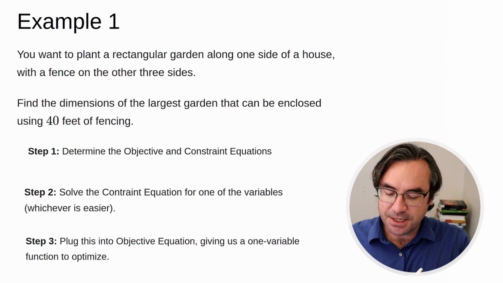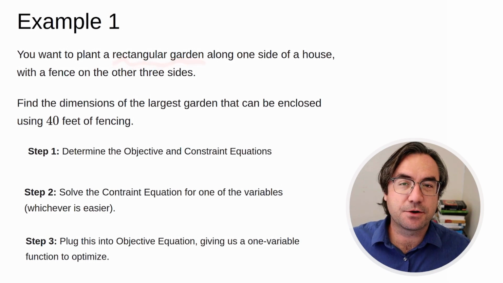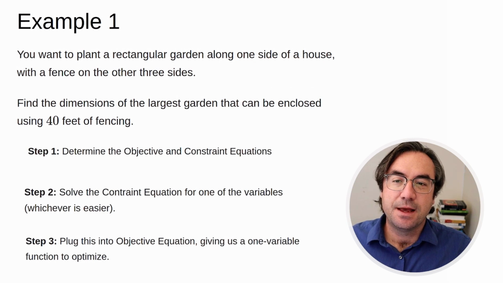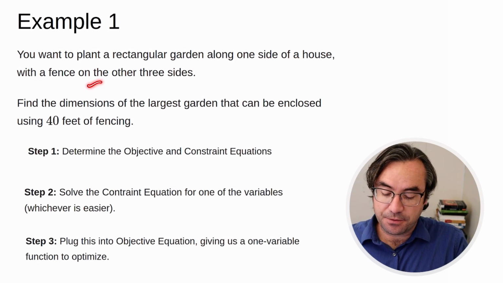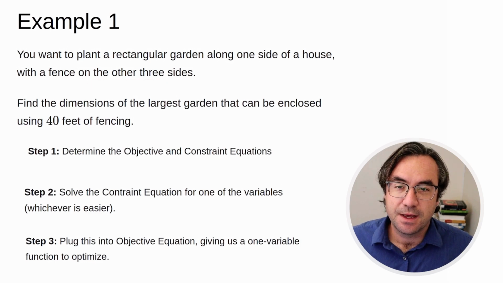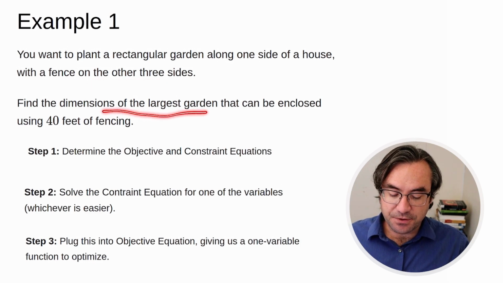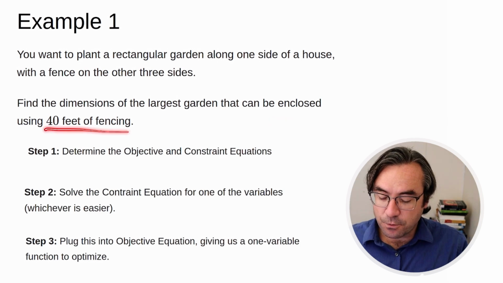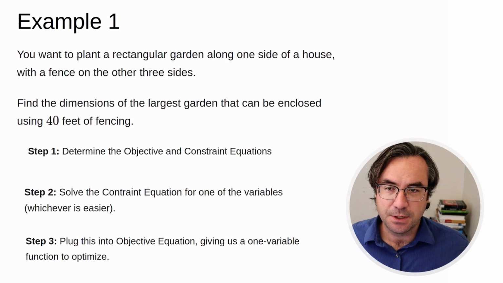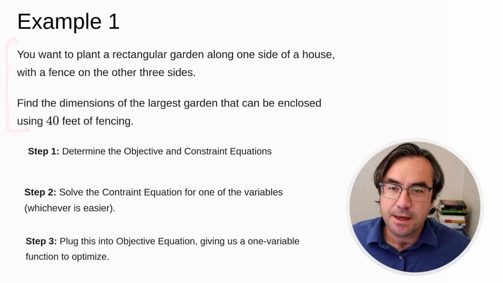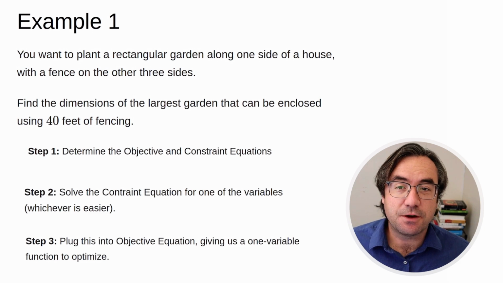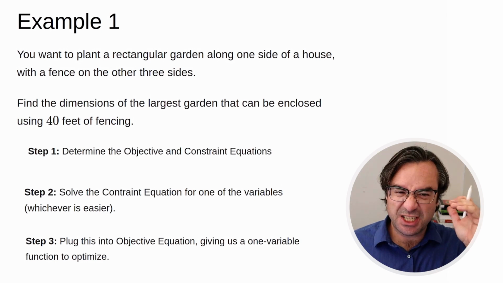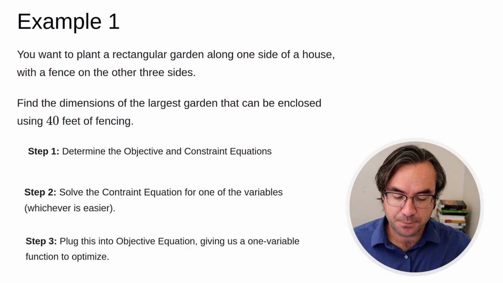So the example we're going to look at today, let's read through it. It says we want to plan a rectangular garden along one side of a house, and we're going to fence in the other three sides. And we want to find the dimensions of the largest garden that can be enclosed using 40 feet of fencing. So this is our problem here. And our strategy for solving this is going to be the constrained optimization steps that we looked at.